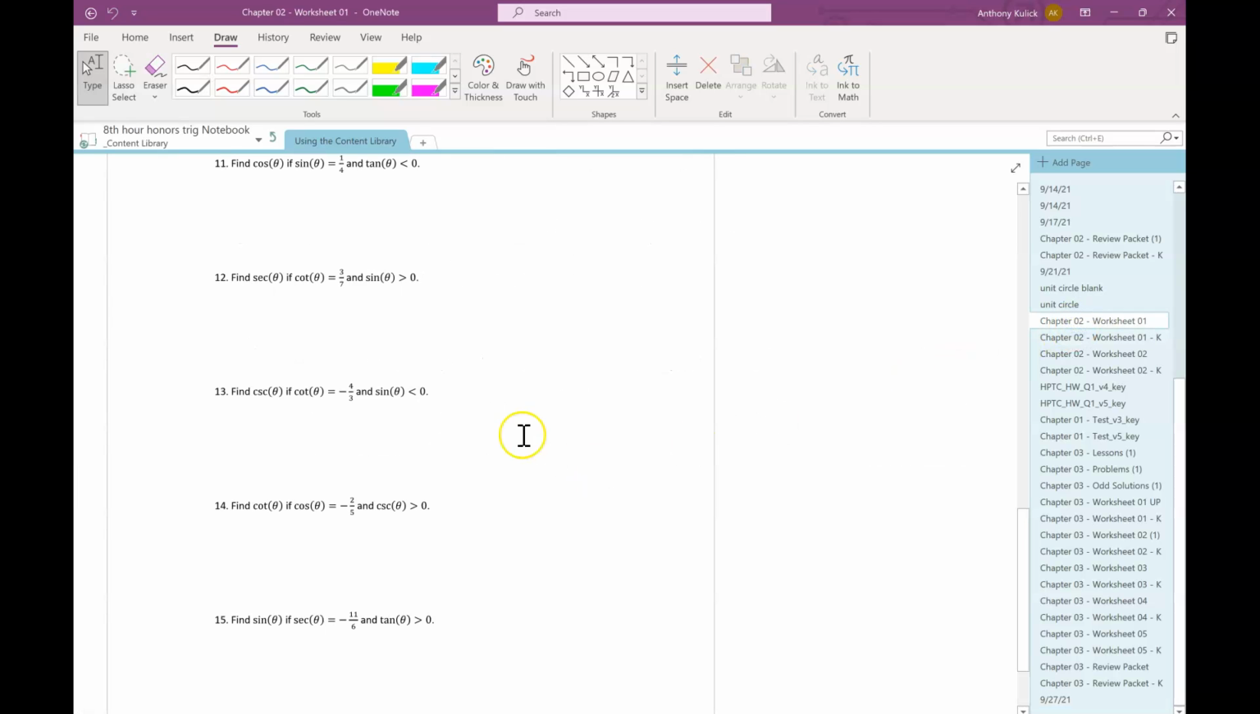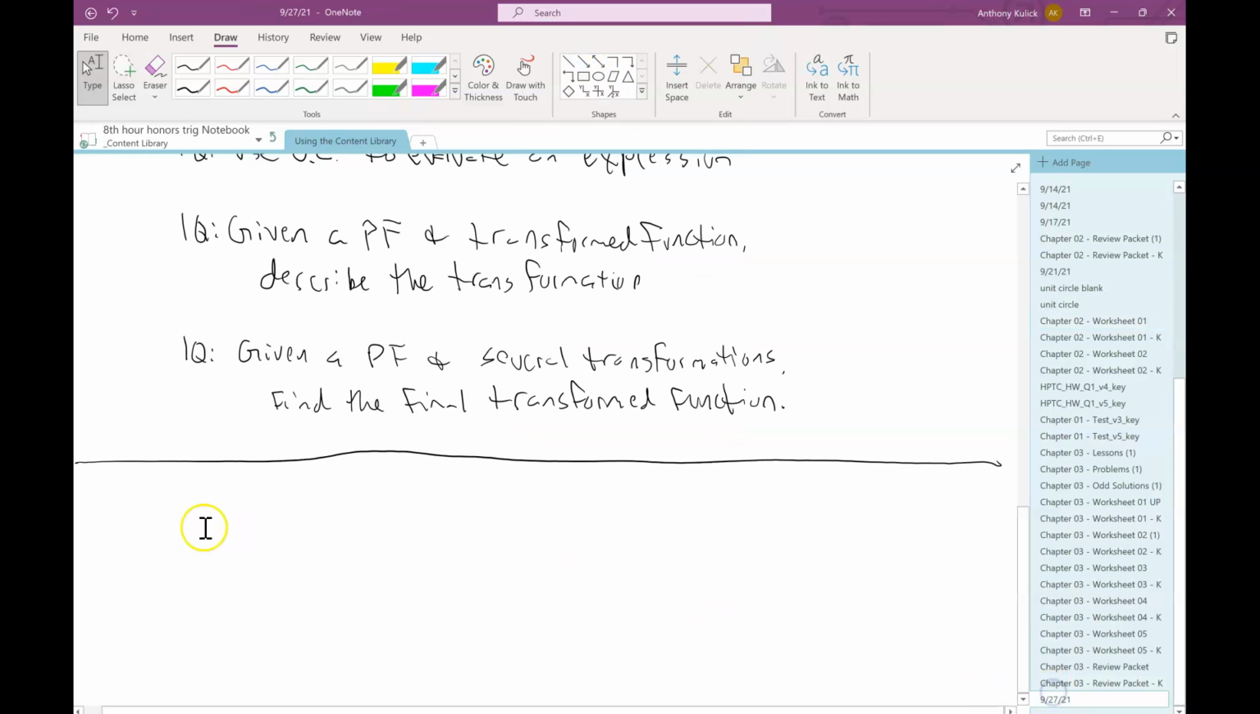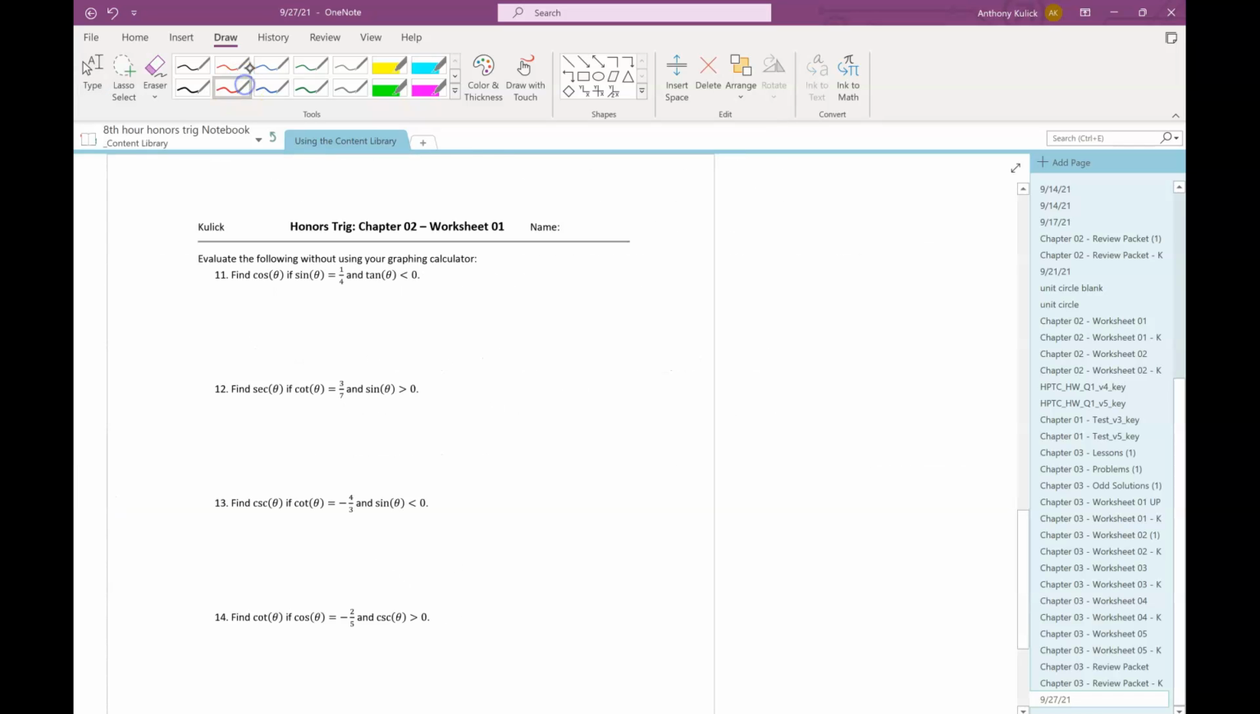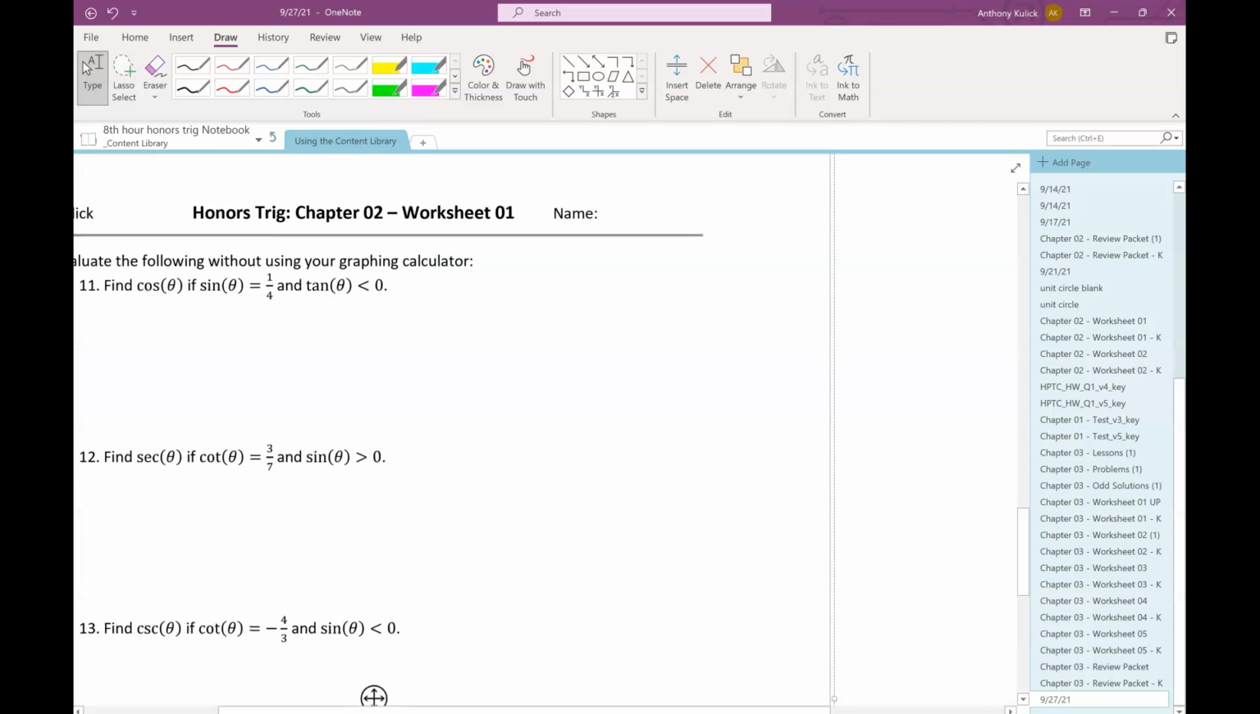Okay. For these kinds of questions, I'm going to be using the standard position angle definitions of sine, cosine, and tangent. I know that sine is y over r. So I know immediately that y is 1 and r is 4. It can't be y negative 1 and r negative 4 because r is a distance, the length from that point on the terminal side to the origin, so r always has to be positive. Similarly, tangent is y over x, and y is 1, so 1 over x has to be negative, so I know immediately that x is negative.